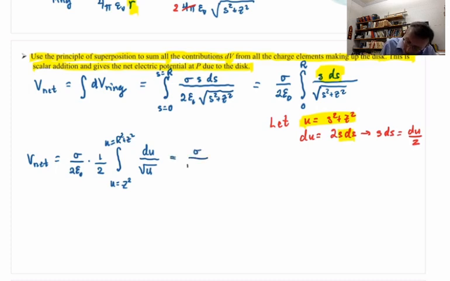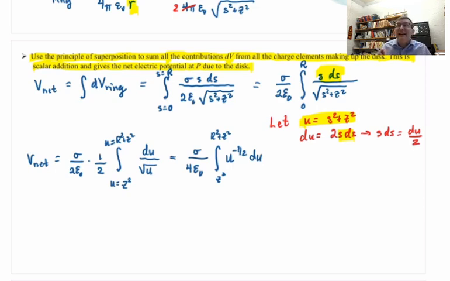So this is sigma over 4 epsilon 0. I'm going to write it like this: u to the minus 1/2 power du from z squared to R squared plus z squared. And then I just think of that as the integral of x to the n dx. Right? Look at the pattern where the n is negative 1/2.